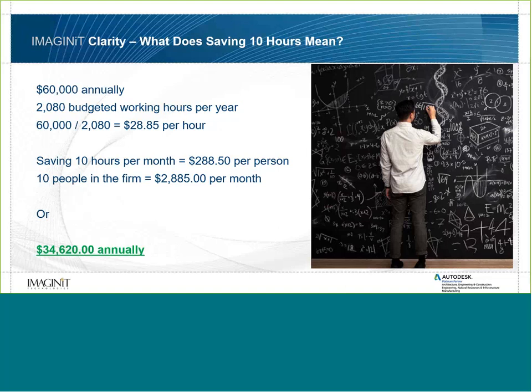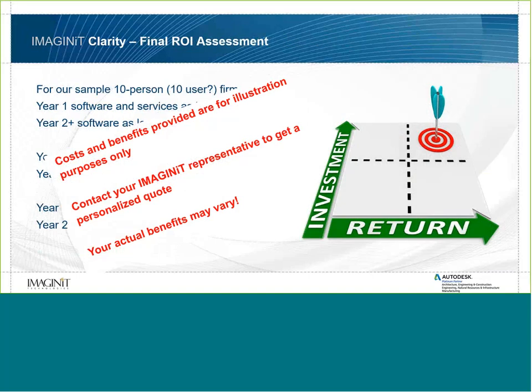Now, what are some other ways that we can look at this? If we say, great, I could save $34,000 a year, what does that mean to me? If I'm going to have to spend $100,000 to get Clarity, this is no good. It's not even close to that. So these are representative numbers. If we're talking about an ROI calculation, this is for illustration purposes only. Your mileage may vary. Your mileage will vary.